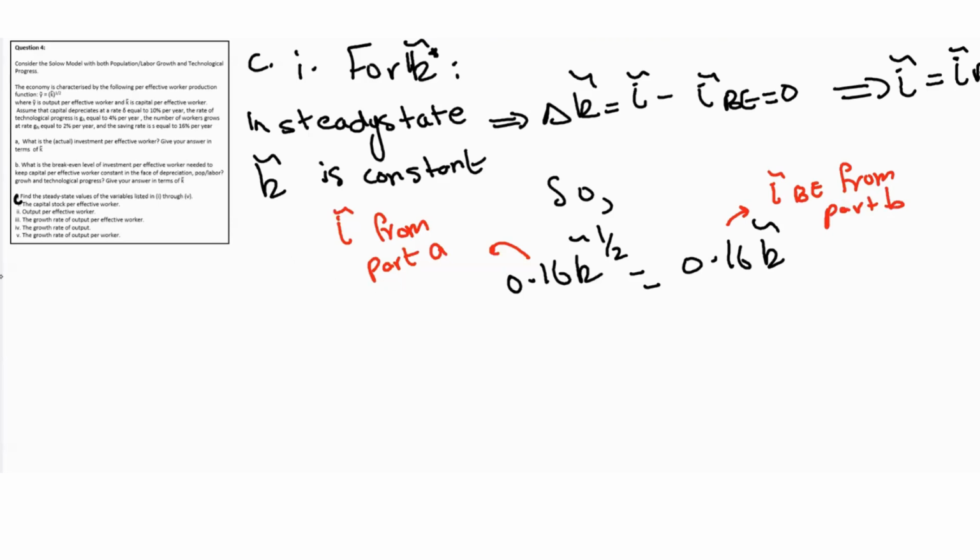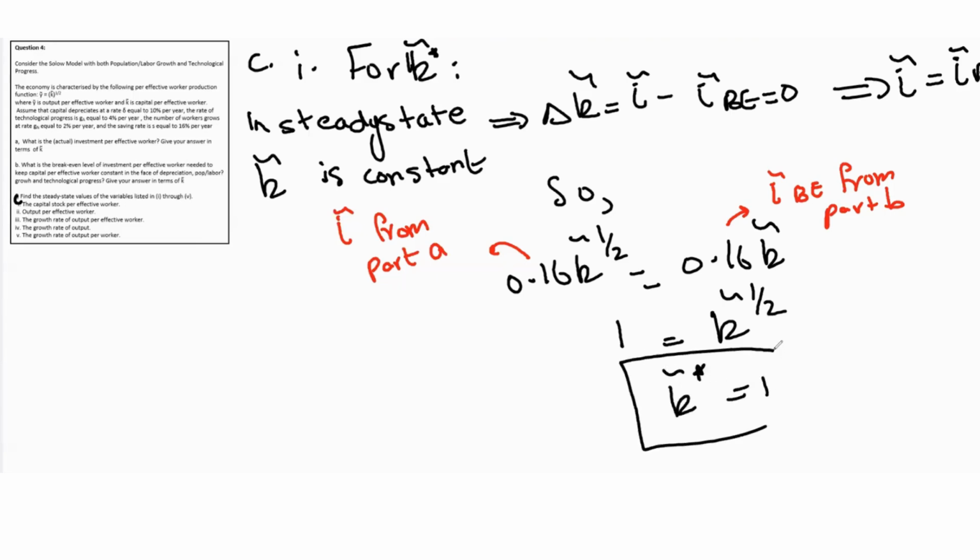And then from here, if we simplify this a bit, 0.16 by 0.16 is equal to 1, which is equal to k tilde power 1 by 2. So then this just becomes k tilde star is equal to 1. So the steady state value of capital per effective worker is 1.